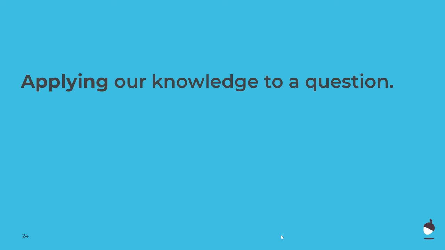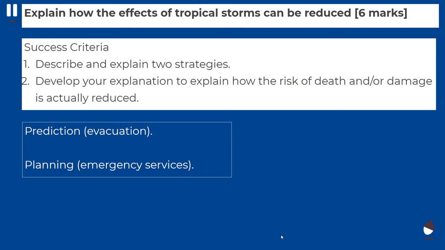So we're now going to apply our knowledge to a question and think about how we might answer a 6-mark question. The question that you're going to have a go at answering is this. Explain how the effects of tropical storms can be reduced. 6 marks. Now, we've talked about 4 different methods or ways that effects of tropical storms can be reduced. So we've looked at monitoring, prediction, protection, and planning.